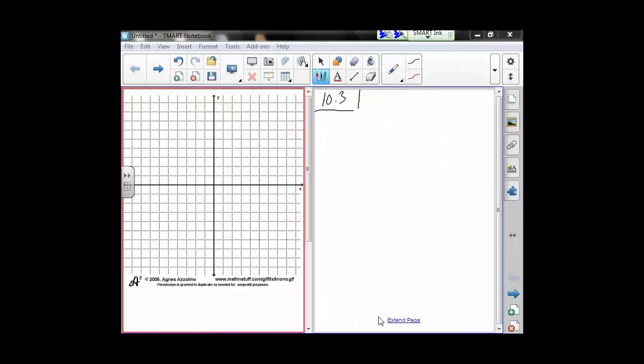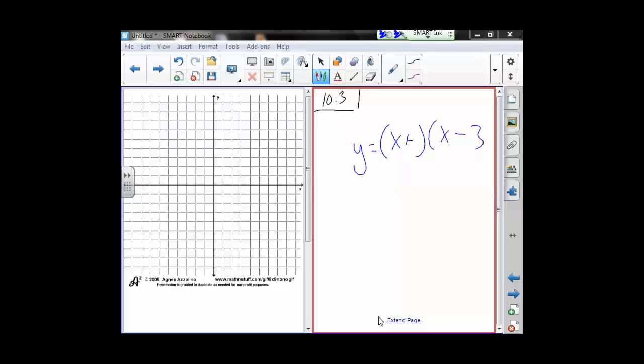Example, let's go with y is equal to x plus 1 times x minus 3. First of all, what are the values of x? Negative 1 and 3. So we have negative 1 and positive 3. These are my two values of x.